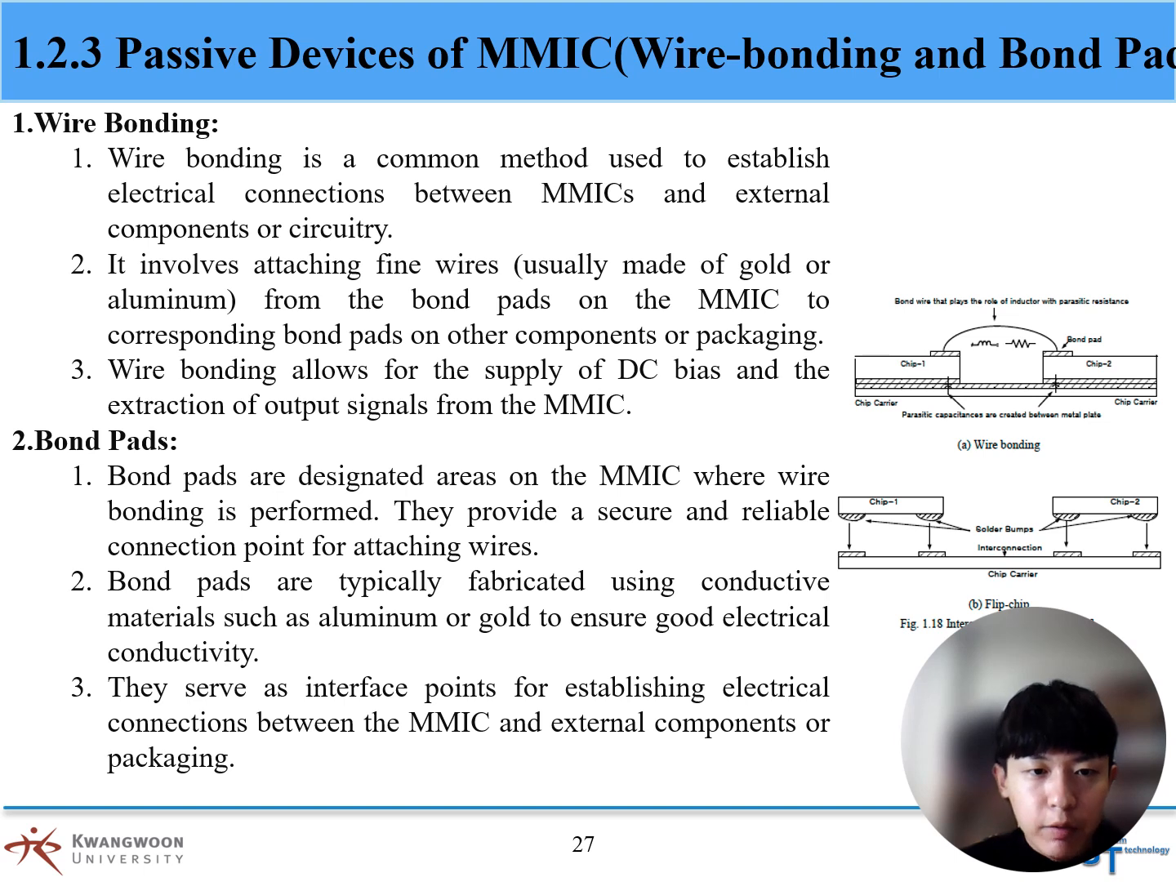This is the last one, wire bonding and bond pads. Wire bonding is a common method used to establish electrical connections between the MMIC and external components. Bond pads are designated areas on the MMIC where wire bonding is performed. They provide a secure and reliable connection point for attaching wires. The right figure shows the structure of the wire bonding and bond pads.